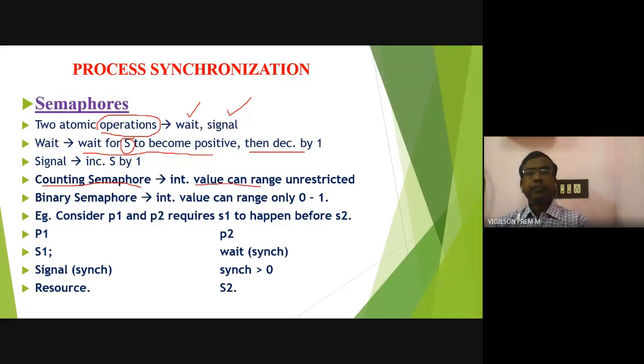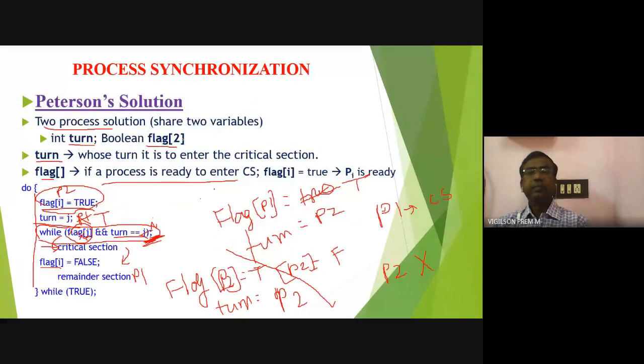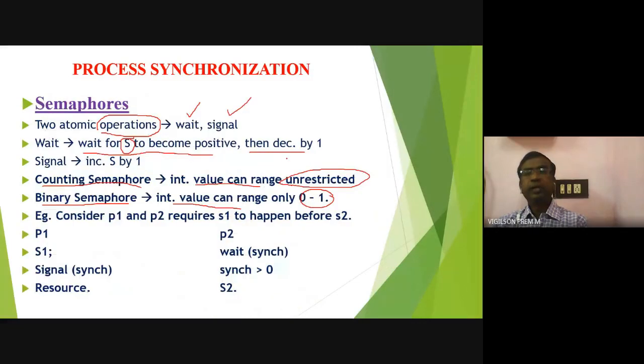So here we have one type of semaphore called the counting semaphore, which has an integer value that can range unrestricted. That means there is no restricted range for the particular variable. You can have any number of values. At the same time, the binary semaphore is another type of semaphore, which can hold an integer value ranging only between 0 and 1, as in our previous problem, the two process solution. So here also we have 0 and 1.